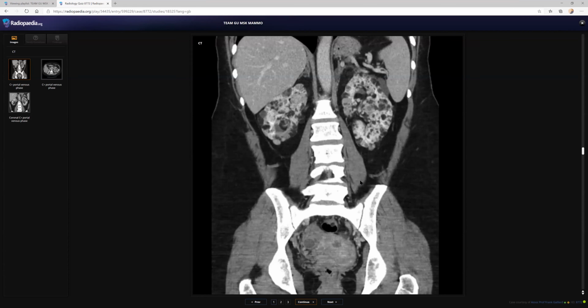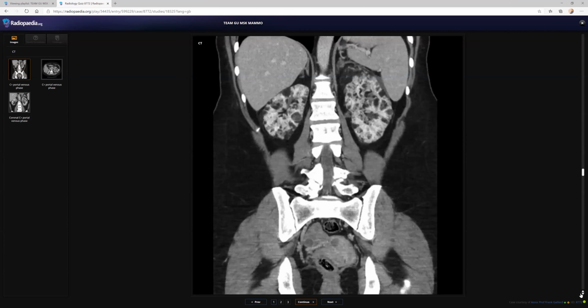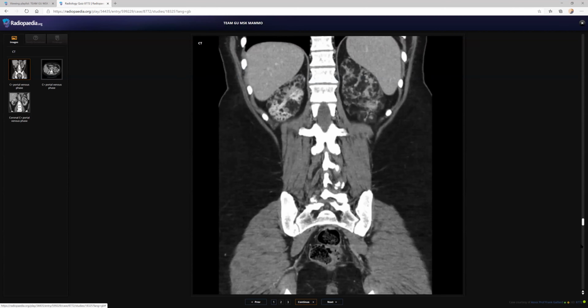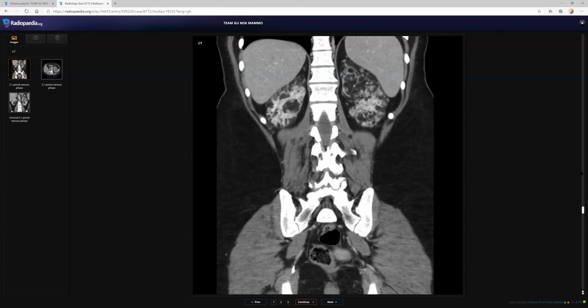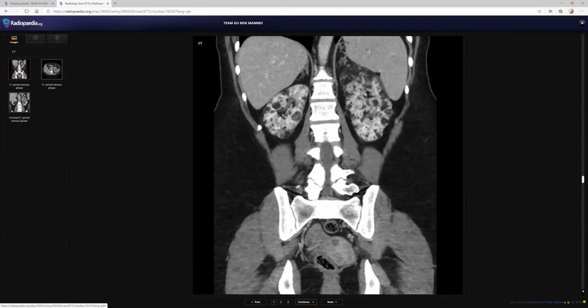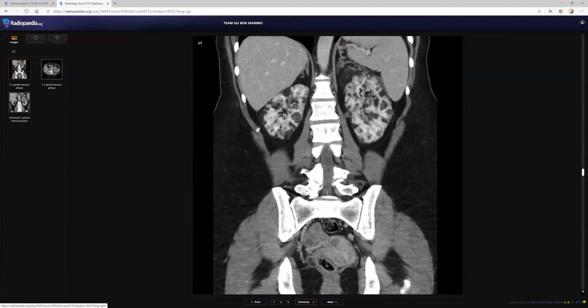Is it movable? Yeah, you can control. Okay. So I want to look for any perinephric collection, no evidence of any perinephric collection. You can scroll by pressing those arrows. Okay. Dr. Saneesh, 15 minutes. Okay.